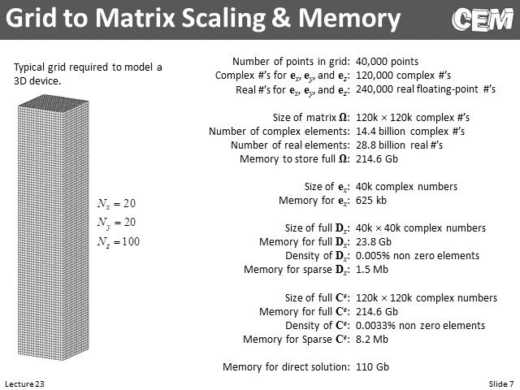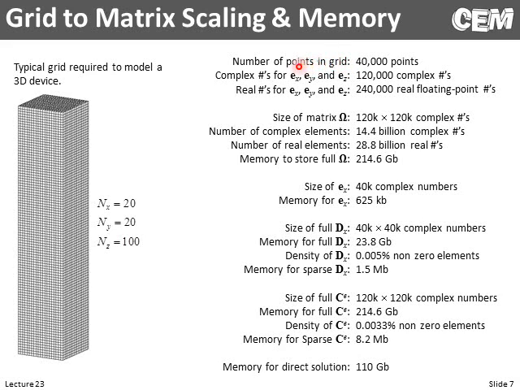So let's look at a typical grid. A typical grid for finite difference frequency domain might be 20 points by 20 points in the transverse directions and maybe 100 points in the longitudinal direction. The reality is we'll probably need more points than that. So this is a pretty small grid, but it'll give you a good idea of how things scale. So we have 20 by 20 by 100 points. That is a total of 40,000 points in our grid.